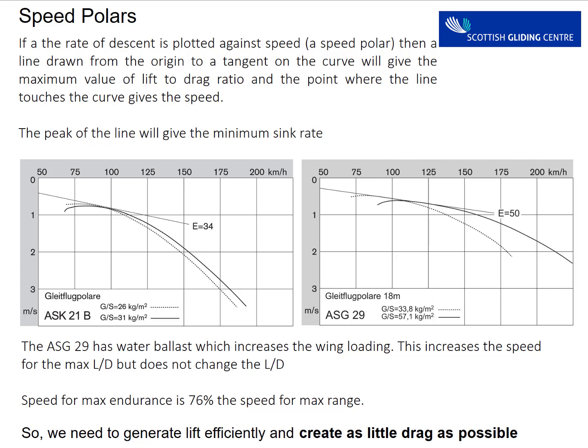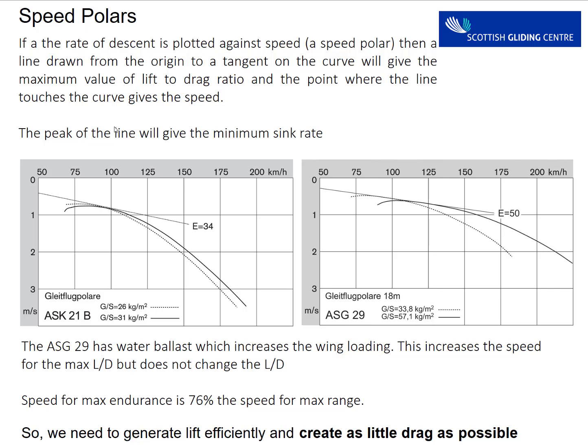Now we can see this data plotted in our pilot's handbooks as what's known as speed polars. A speed polar plots the rate of descent, in this case in meters per second, against the airspeed of the aircraft, in this case in kilometers per hour. Now what information can we get from these speed polars?